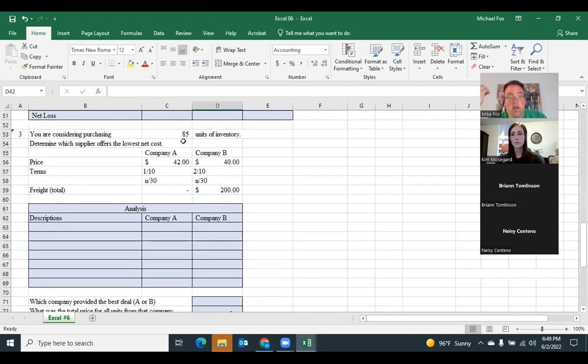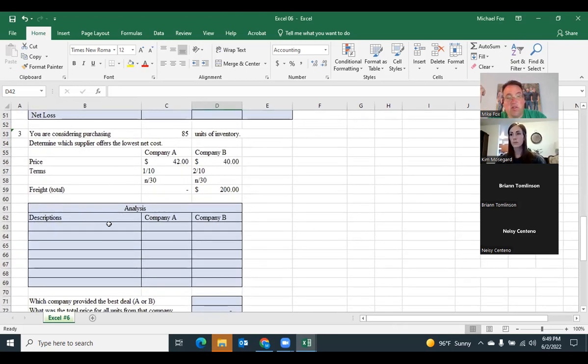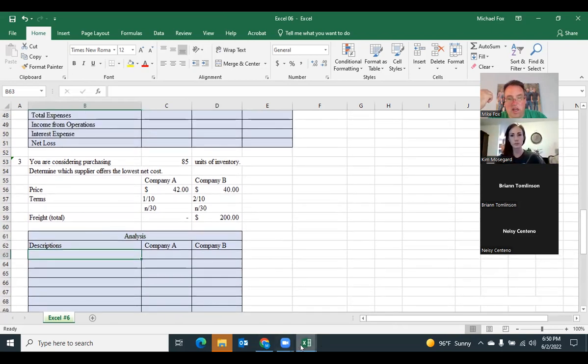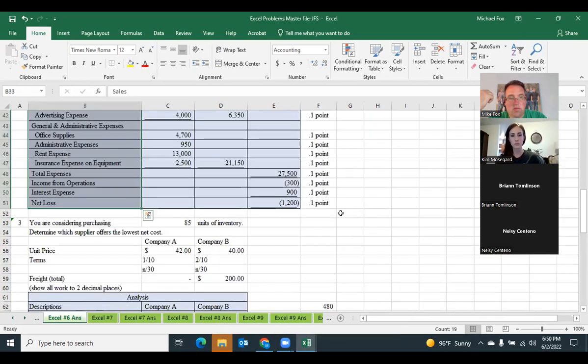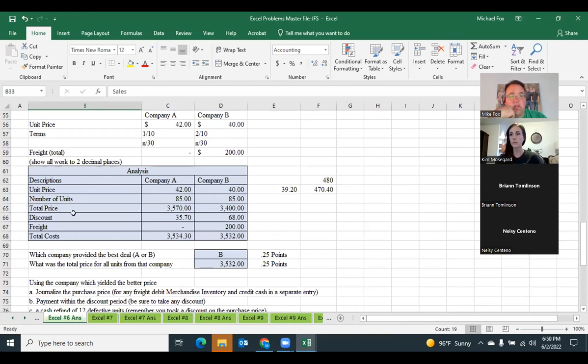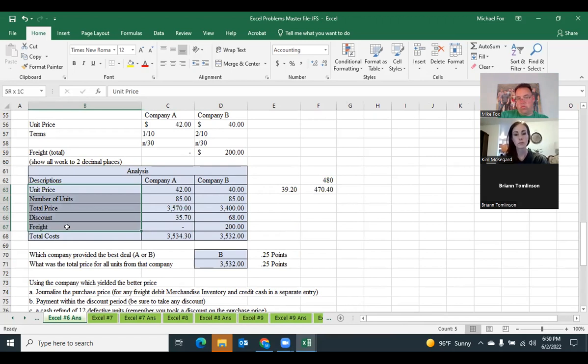And then again, on this one, I think it's a little confusing that they give us descriptions, company A, company B. And again, what they want from us there is just to put a description of, let's see. I'm actually going to pull that one up because I want to see how they have it laid out too, because I don't think it's clear from the problem. Yeah, so under descriptions, they have unit price, number of units, and then the total price, less the discount, plus any freight to give you total cost. So that's all they're asking you to do, is compare the two side by side. But again, I don't feel like what they want in this description column or how they want it laid out is clear from the information they give us. So I just want to show you that too.